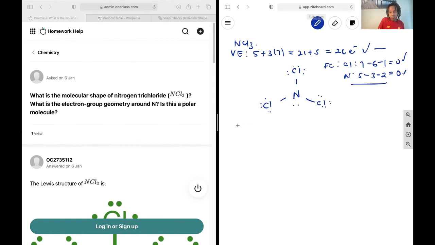Next up, to get its geometry, we need to think about the steric number. So how many groups are attached to the nitrogen? We have 3 groups because of the 3 chlorines, and then 1 group because of this 1 lone pair. So that's going to be 4, and its notation will be AX3E1, bonding pairs, lone pairs.